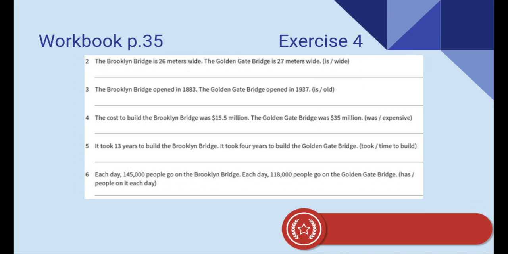Okay, let's check number 2. The Golden Gate Bridge is wider than the Brooklyn Bridge. Why? Because if you see, the Brooklyn Bridge is 26 meters wide, but the Golden Gate Bridge is 27 meters wide.